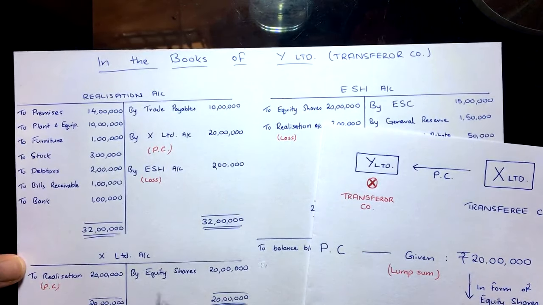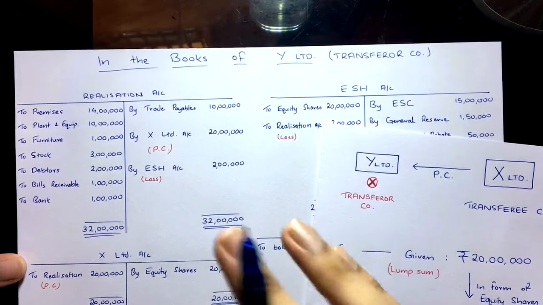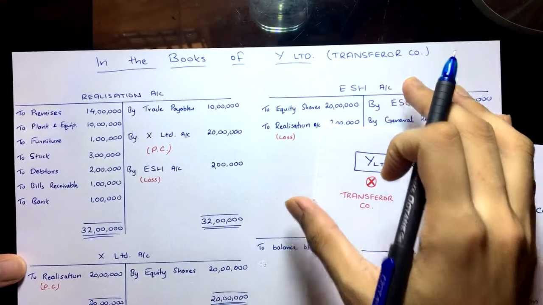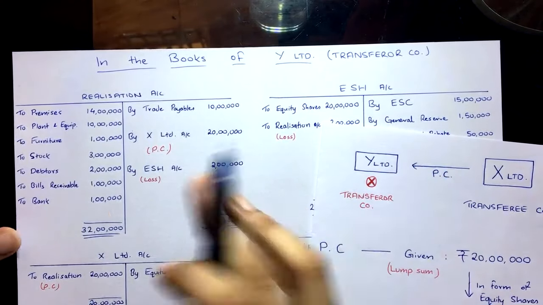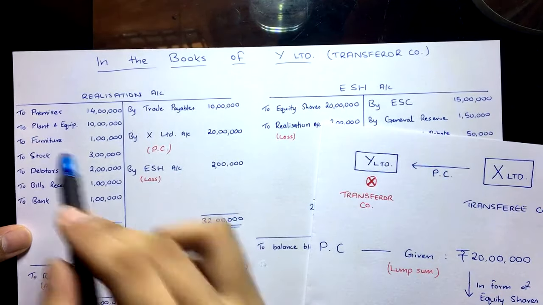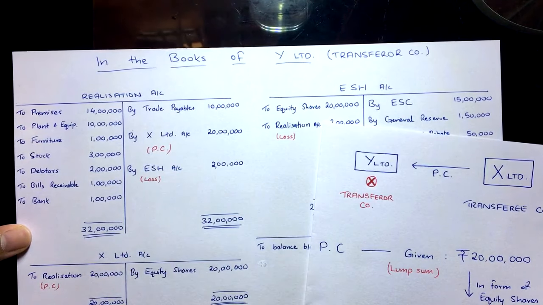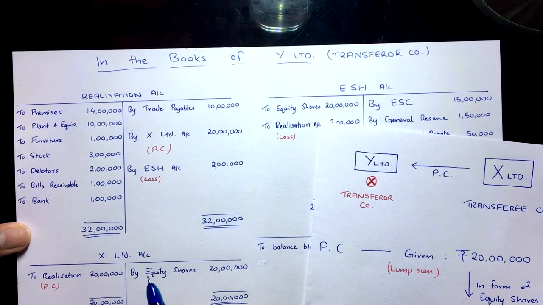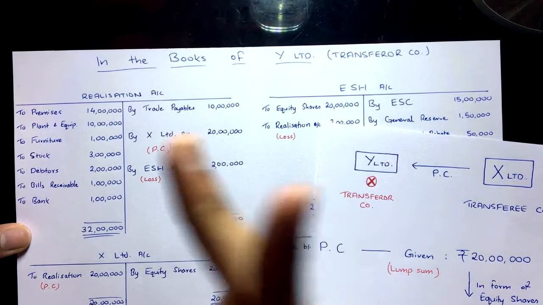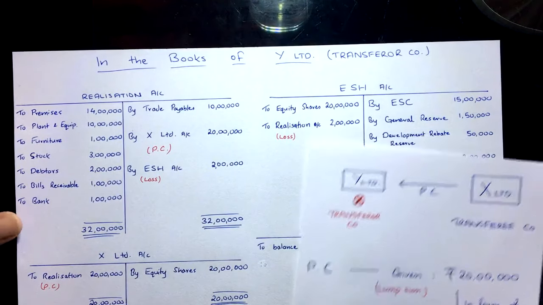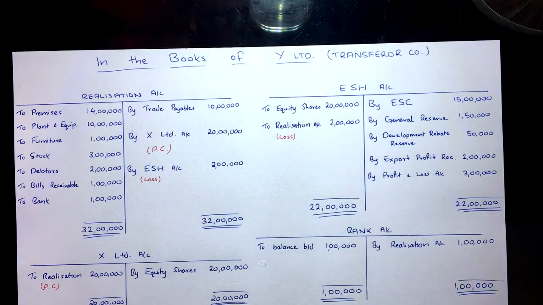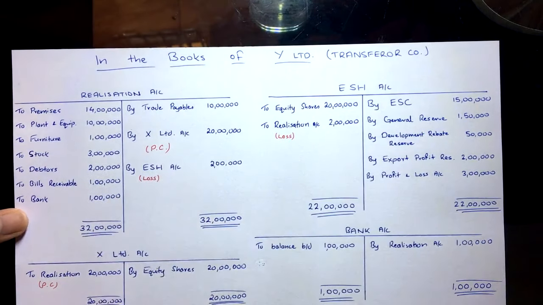And one more thing, if there were preference shares, then we had to open the preference shareholder account and close that first, and then transfer the balance to realization and then close the realization. If there are preference shareholders, first close the preference shareholder account, then the realization account, and then go to the equity shareholder account. Here there is no preference shareholder account, so we can directly close the realization account. See, it's very simple.